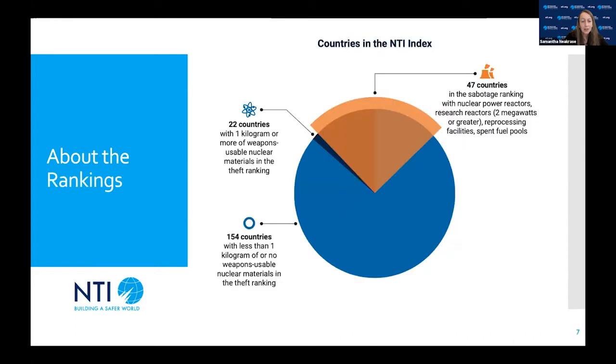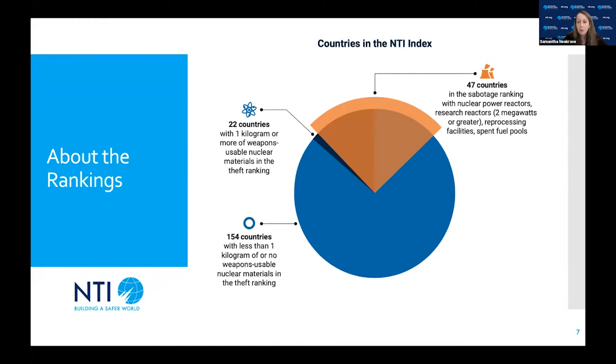The index is actually three rankings. We look at 22 countries that have 1 kilogram or more of what we call weapons usable nuclear materials. That's the highly enriched uranium and the plutonium, and Laura mentioned those. And those 22 countries include South Africa.